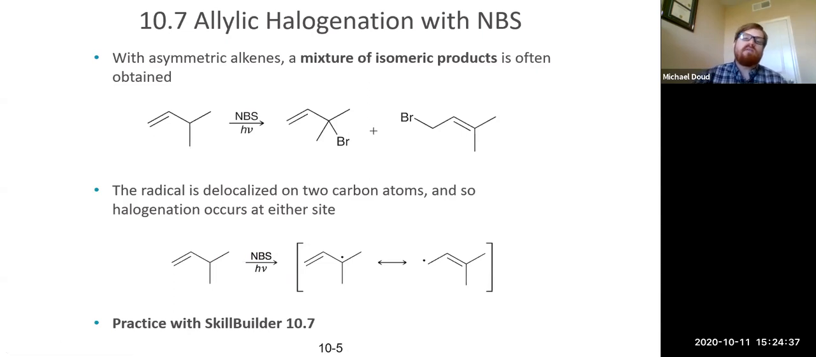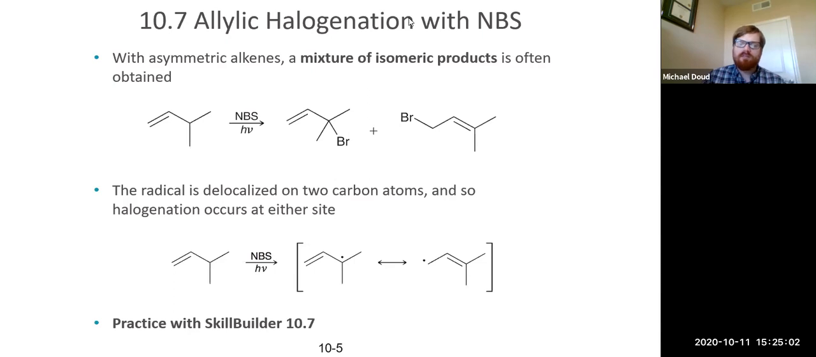Now, keeping in mind, if you have an asymmetric alkene, a significant mixture of products can form. Basically, what happens is the radical that forms can be delocalized. So, for example, we use N-bromosuccinimide here. We would expect to form a radical here, but this radical is in resonance with a radical on the far carbon here, right? So let me draw this out for you.